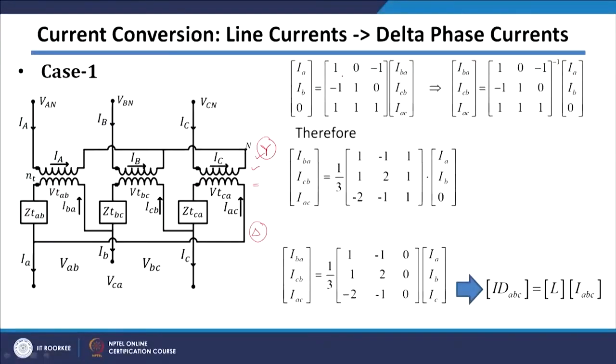So, in this case your IA current will be nothing but your IBA minus ICB. So, if you see this IA current here, this will be your IAC current and this is your IBA current. So, if I apply KCL at this point, I will get this first equation here. Then if you apply KCL at another node, I will get this second equation here.